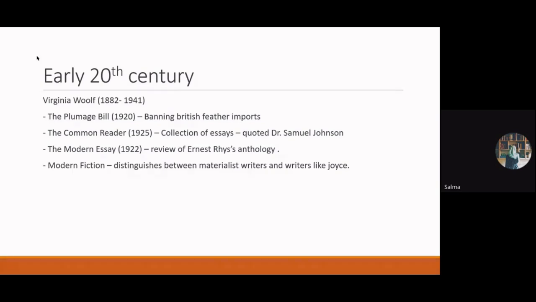Then The Modern Essay is a collection by Virginia Woolf, where she was reviewing the works of Ernest Rhys, okay, Ernest Rhys's Anthology of Poems. That is The Modern Essay by Virginia Woolf, and also in The Modern Essay, she was distinguishing the materialist writers from writers like James Joyce.